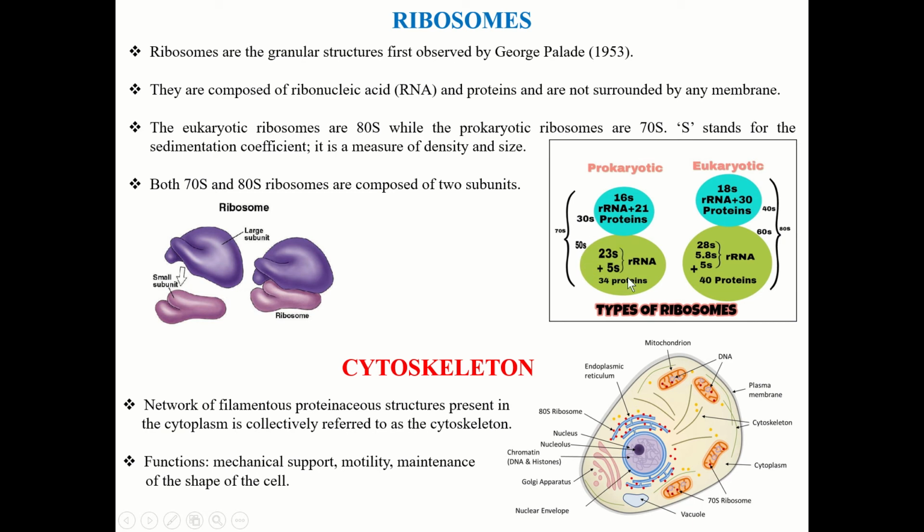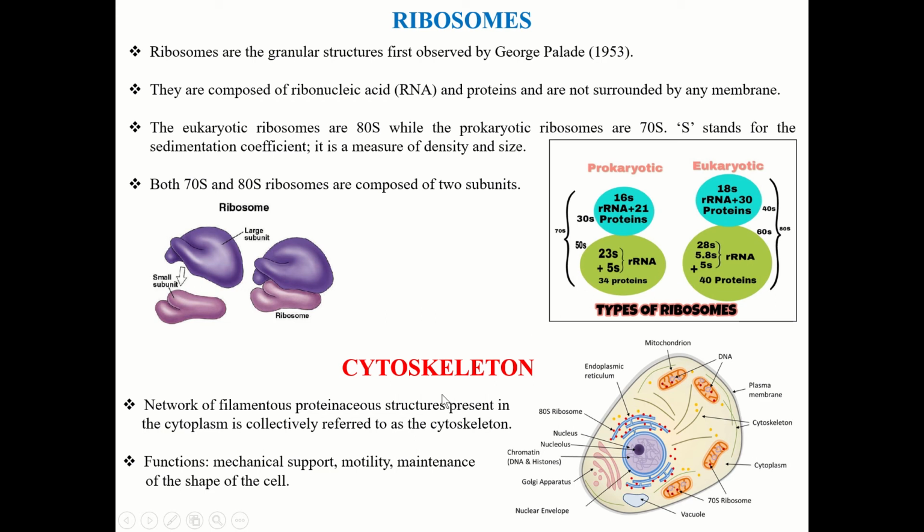Then the large subunit consists of 23S plus 5S RNA and 34 proteins. Whereas in the eukaryotic ribosome, the small subunit is made up of 40S and the large subunit is made up of 60S. The small subunit contains 18S RNA plus 13 proteins, and the large subunit has 28S, 5.8S and 5S RNA plus 40 proteins. Now all these details are not important, but what is present in the ribosome you should know.